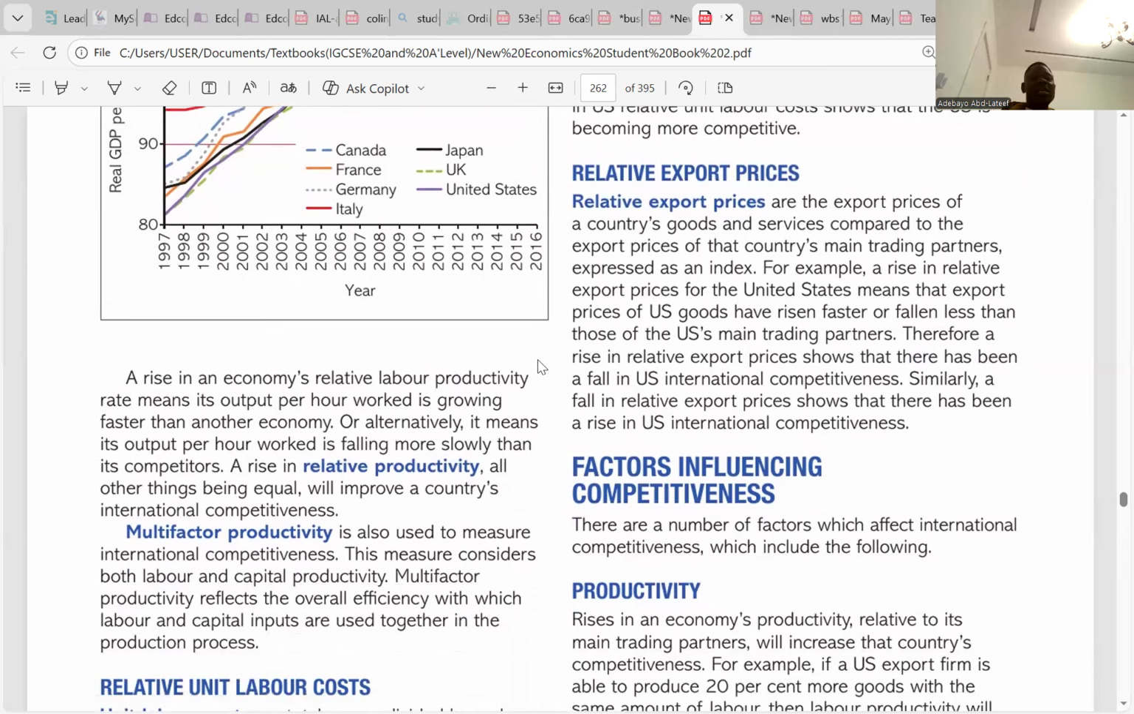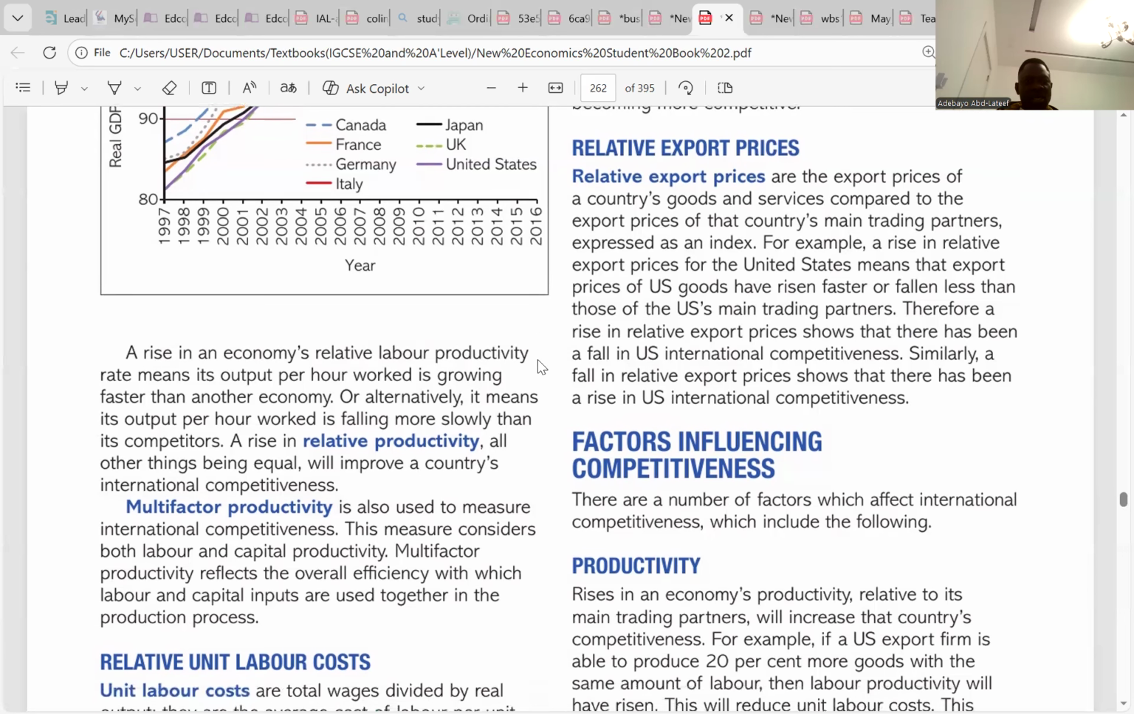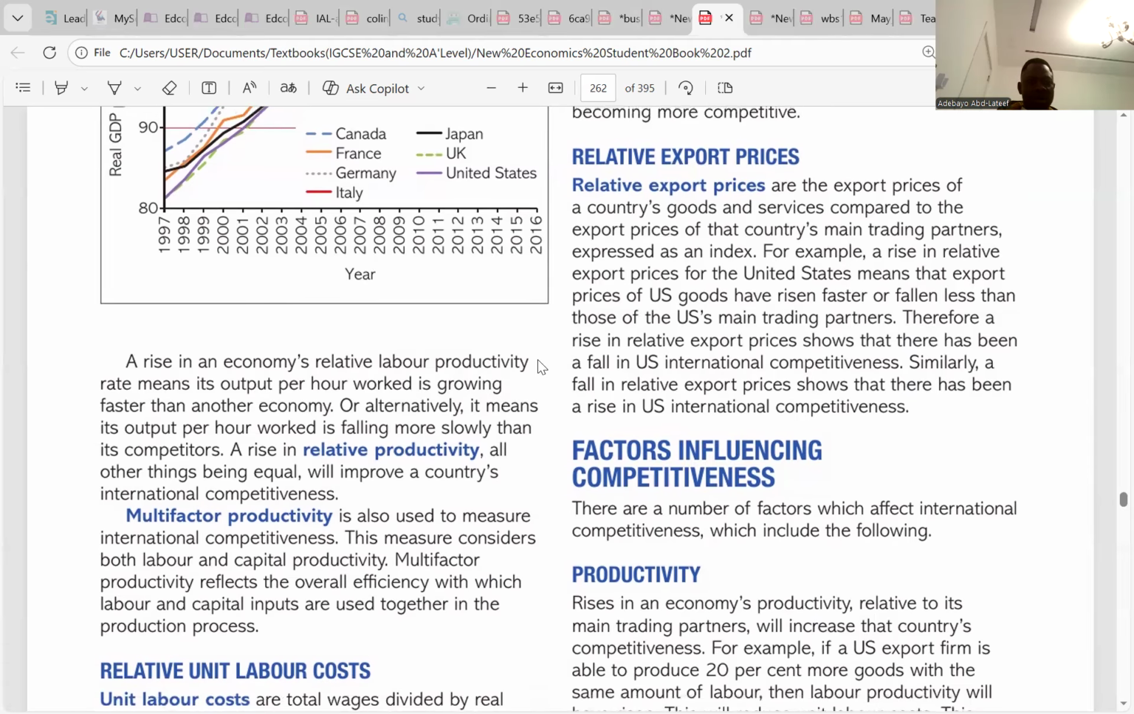A country that has the highest relative labor productivity simply means that labor in such a country is better compared to other countries. So here they said, a rise in an economy's relative labor productivity rate means its output per hour worked is growing faster than another economy, or alternatively, it means its output per hour worked is falling more slowly than its competitor.